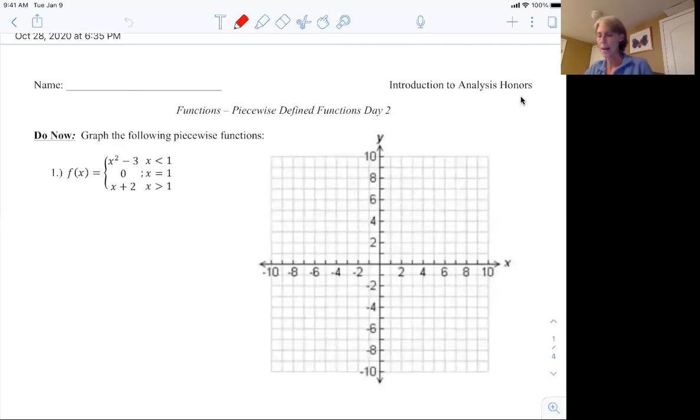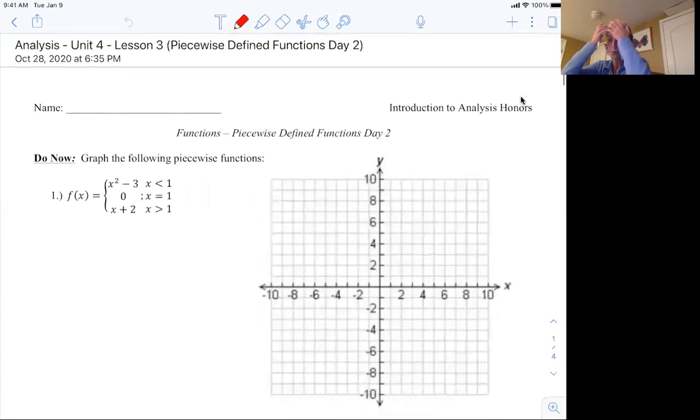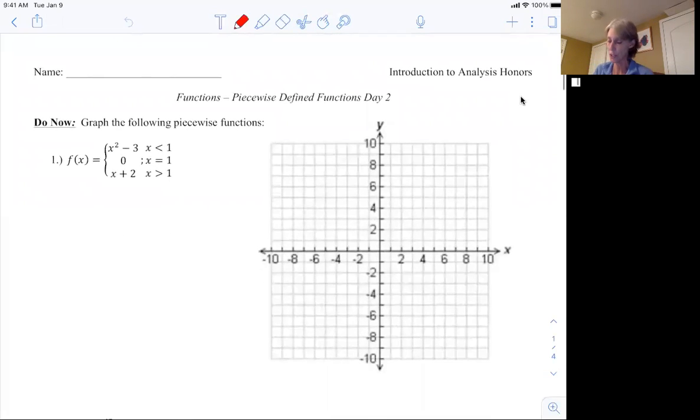Hey guys, we're back, and today's lesson is Unit 4, Lesson 3. We're doing a second day of piecewise defined functions. So today, just to regroup and practice, we're going to start by graphing the following piecewise functions.